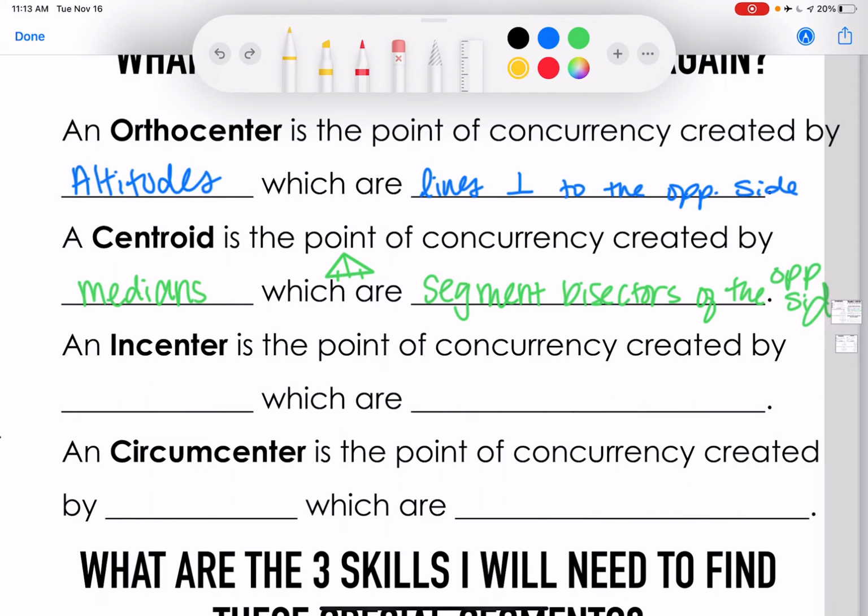All right, the next one is incenter. And remember, this is I am beautiful. So this is with angle bisectors. So what that means is that it's going to split this angle into two congruent parts. Now, guess what? That's all it is. Okay, which are lines that bisect angles.